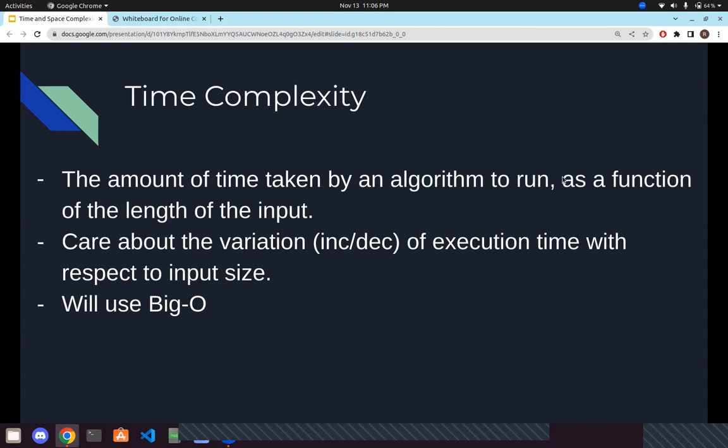processing speeds. So for example, you take the same algorithm and the same code and you put it on my laptop and you also put it on a supercomputer. Almost every time, the supercomputer will run it faster than my laptop. And so as a result, using time alone isn't a reliable measurement. So we're gonna use the variation of execution time with respect to the input size. And we're going to use something called Big O.